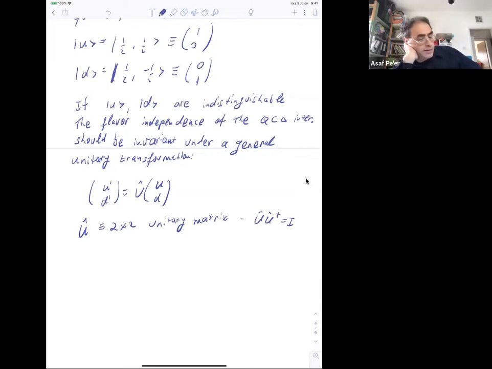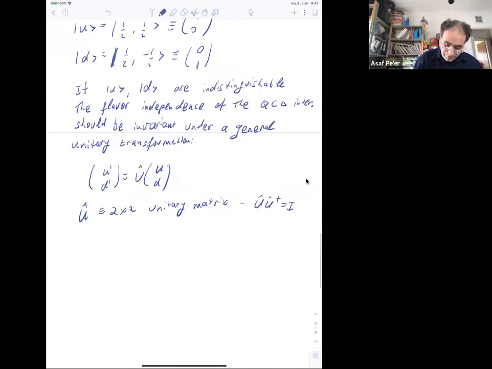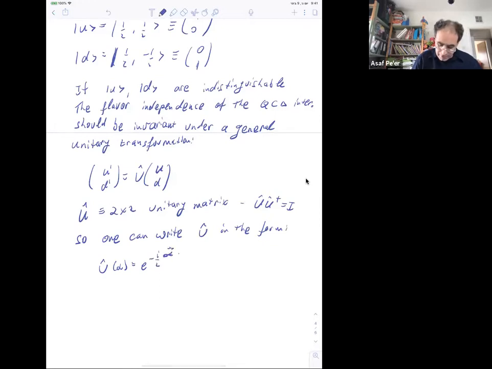So I can write this straight. It's a unitary matrix. I can always write it in the form of the exponent of alpha dot sigma, right? Sigma is the same Pauli matrices.